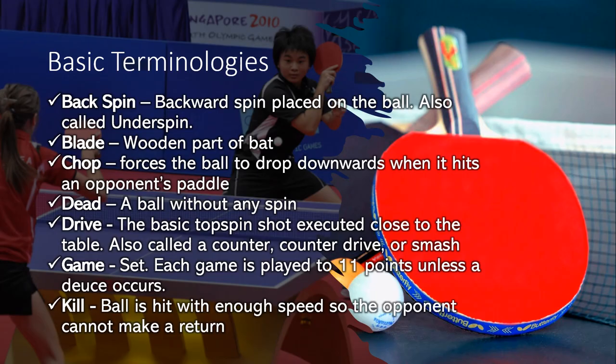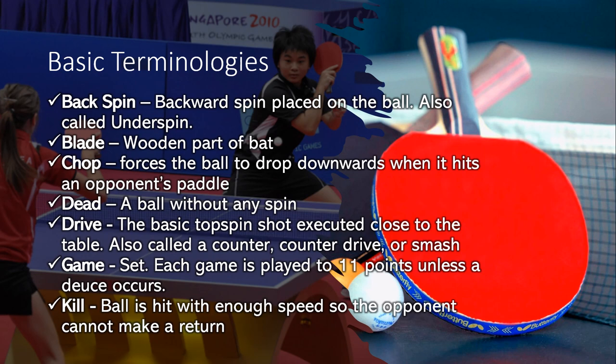The following are the basic terminologies in table tennis. Backspin. Backward spin placed on the ball, also called underspin. Blade. It is the wooden part of the paddle or bat. Chop. Forces the ball to drop downwards when it hits an opponent's paddle. Dead. A ball without any spin. Drive. The basic top spin shot executed close to the table, also called a counter, counter drive, or smash.